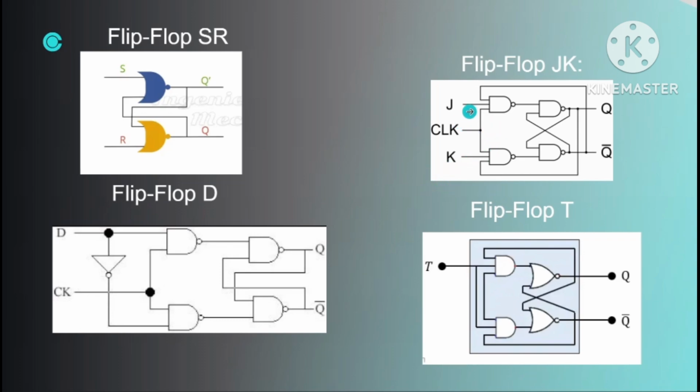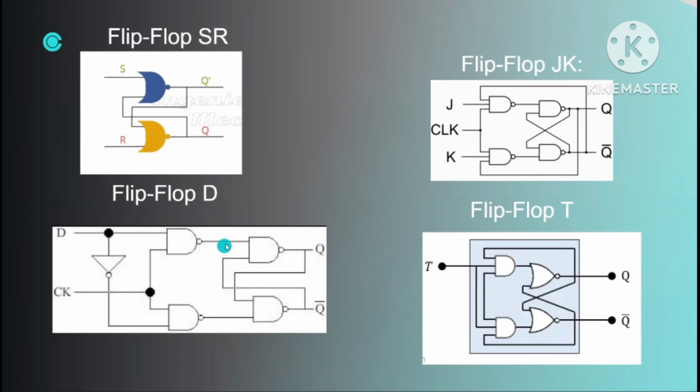If J is 1 and K is 0, the output Q is set to 1. If J is 0 and K is 1, the output Q is set to 0, reset. If J is 0 and K is 0, the output maintains its previous state. If J is 1 and K is 1, the output Q changes state, toggle, with each clock pulse. This flip-flop is widely used in counters and shift registers.